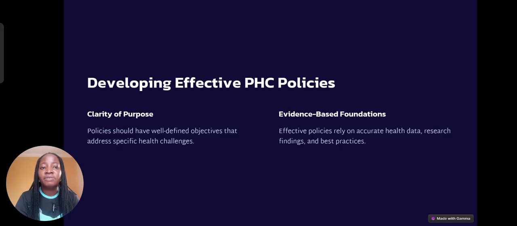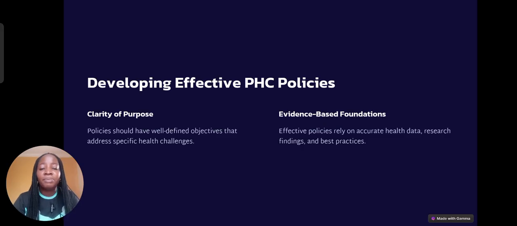Next is to develop effective primary health care policies that will go ahead to achieve these goals. Policies should have clarity of purpose. That means they should have well-defined objectives that address specific health challenges. That's why I said your goals and objectives should be SMART. It should also have an evidence-based foundation. Effective policies rely on accurate health data, not just anything that is found online, but accurate health data on the community in which you are trying to implement whatever intervention.